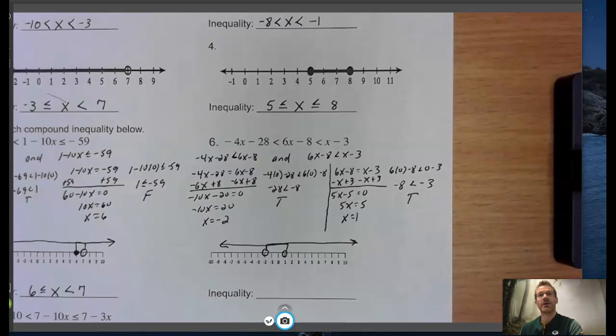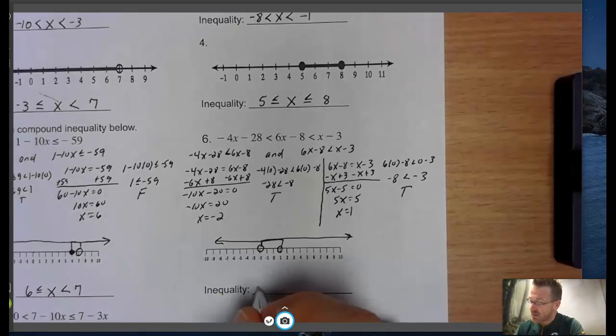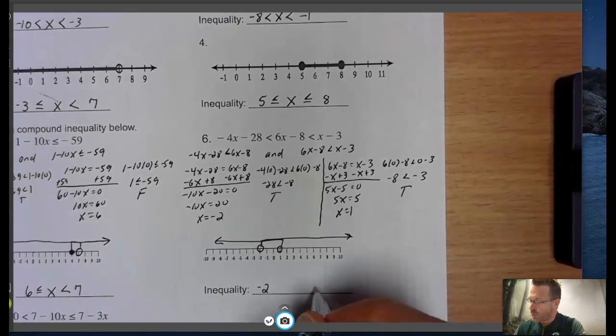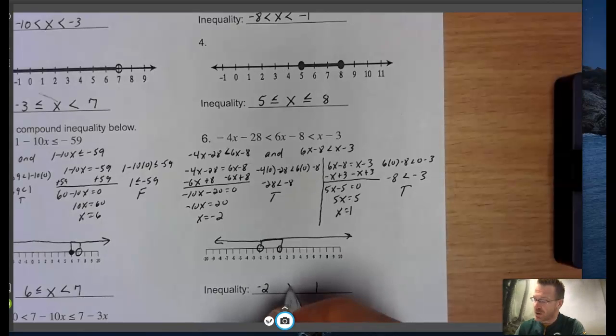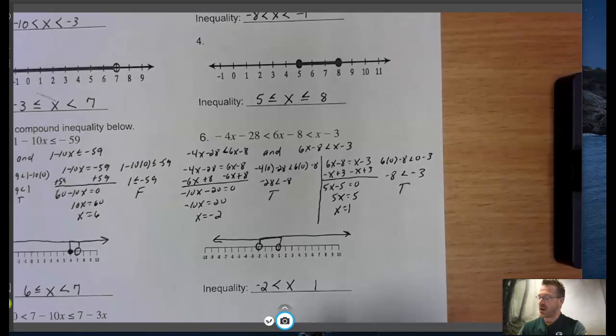And there I go. Now, once again, we can see that we get that crossover region, which is the solution, and both things have to be true. So we can see that negative 2 is our left endpoint, 1 is our right endpoint. We want those numbers in between. So x has to be greater than negative 2, and x has to be less than 1.